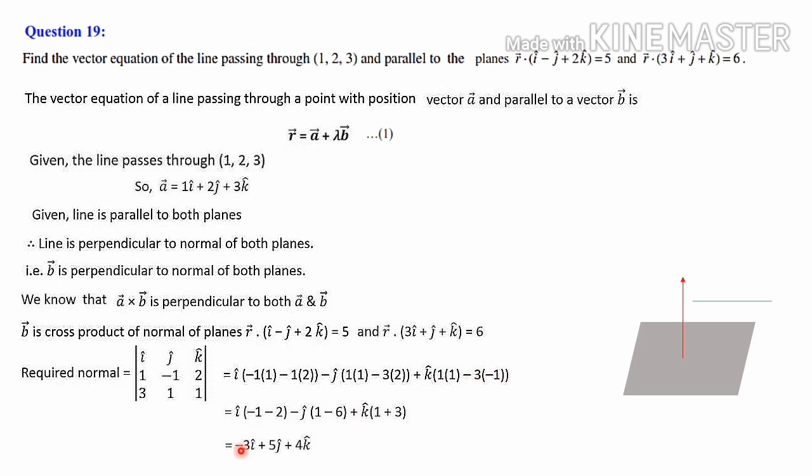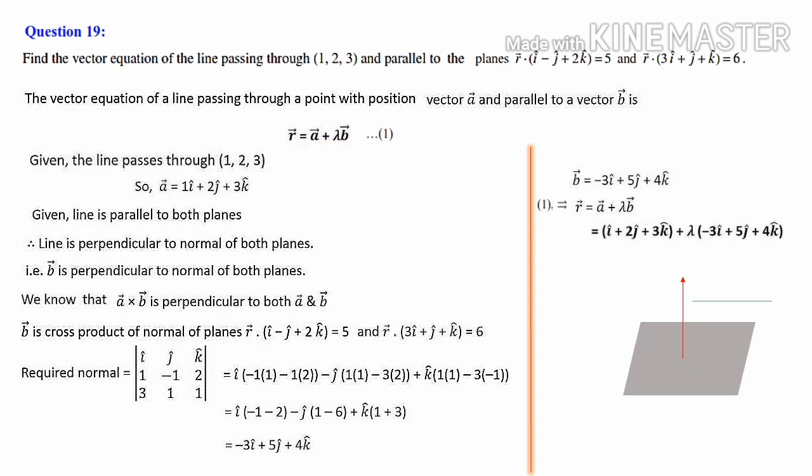That is equal to minus 3 i cap plus 5 j cap plus 4 k cap. Then vector b we have got, that is minus 3 i cap plus 5 j cap plus 4 k cap. Now we can just substitute it in equation number 1, because we have both a vector and b vector. Vector r is equal to vector a plus lambda into vector b. That is our equation. When we substitute the values, a vector is i cap plus 2 j cap plus 3 k cap, plus lambda into b vector, which is minus 3 i cap plus 5 j cap plus 4 k cap.